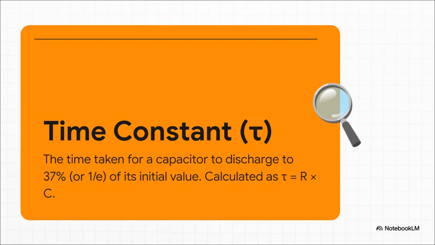The time constant, which we represent with the Greek letter tau, has a very specific definition. It's the amount of time it takes for the capacitor's charge or voltage to drop down to about 37% of whatever it started with. Now, I know what you're thinking. 37%? That sounds super random. But trust me, it's not. It comes directly from the math, and we'll prove it in a second. The best part is how easy it is to calculate. You just multiply the resistance by the capacitance. That's it. Tau equals RC.